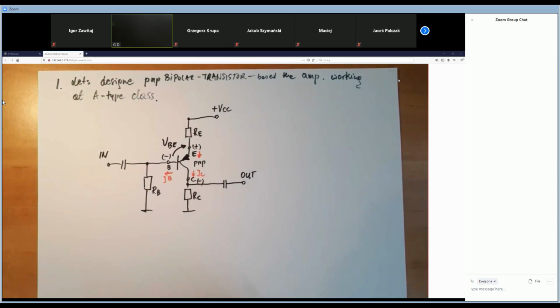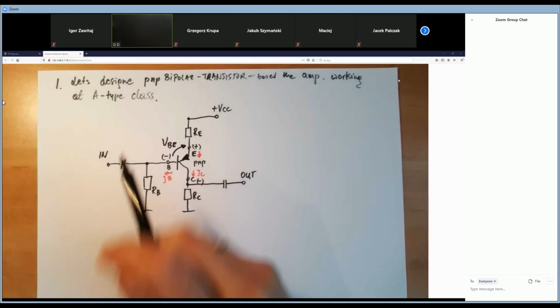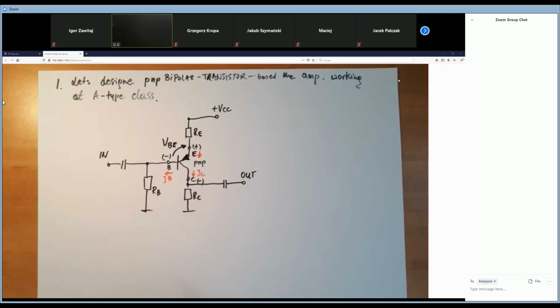So we've got it. Maybe you remember from the last lecture, to get the A-type class of the amplifier and define the working point for the transistor, we have to calculate the current IC and the voltage drop between the collector and emitter. What should be the voltage drop on the collector emitter? Do you remember?